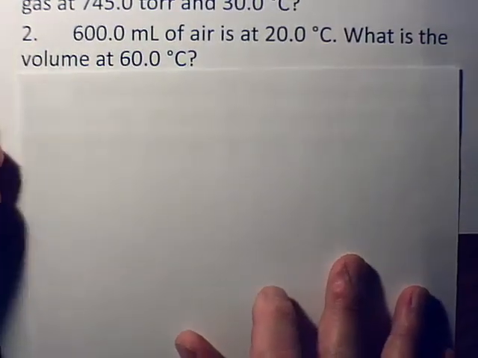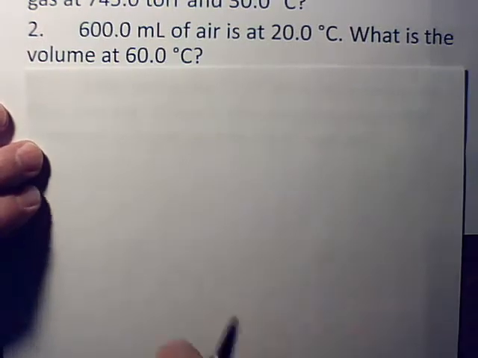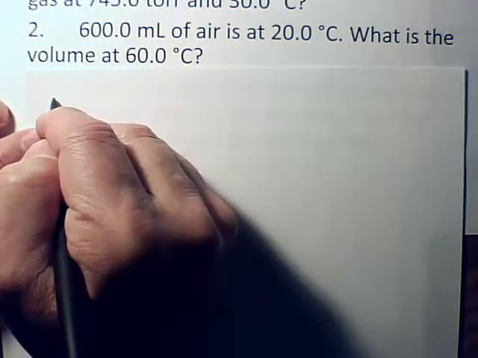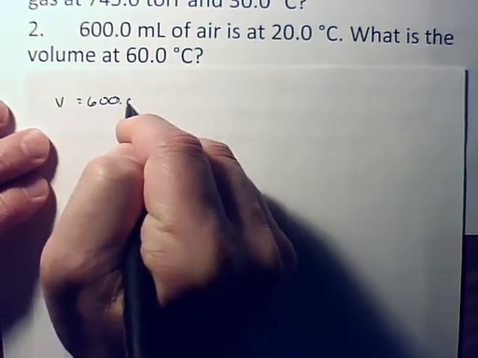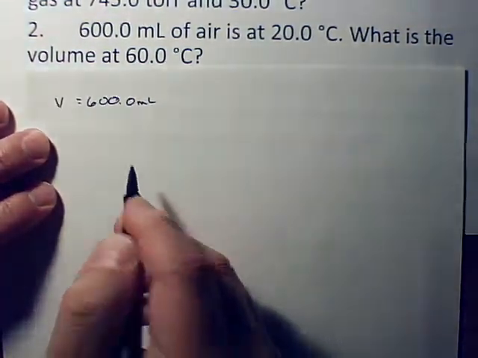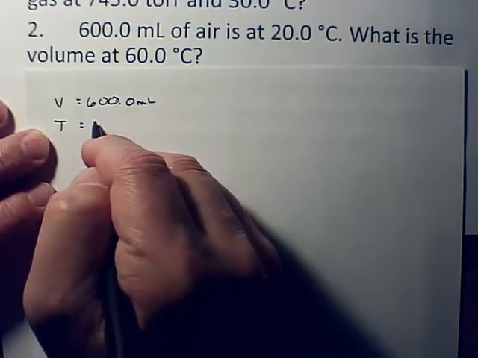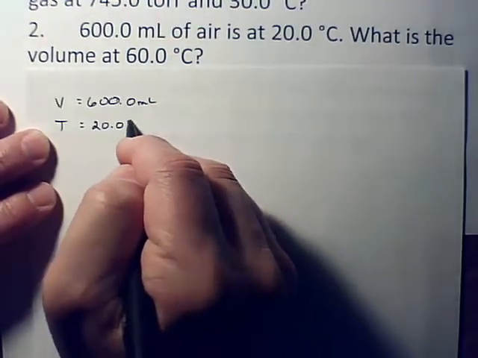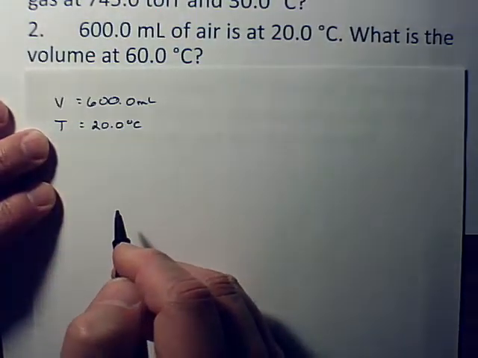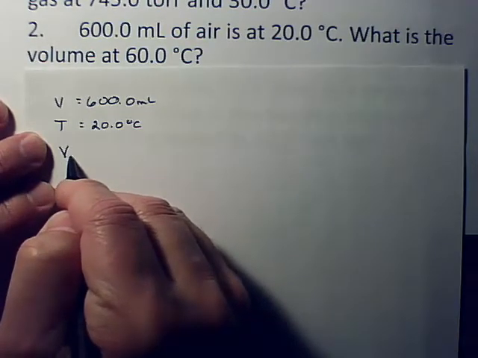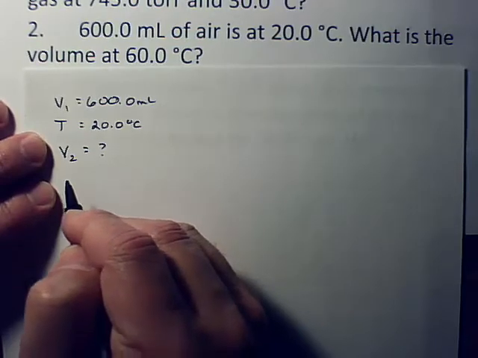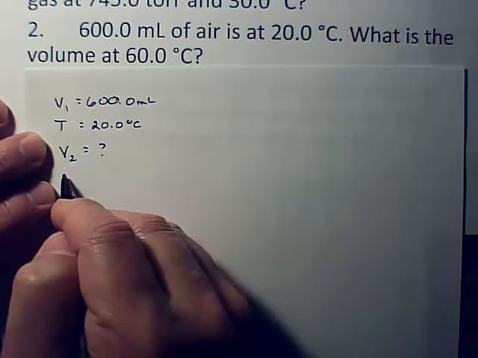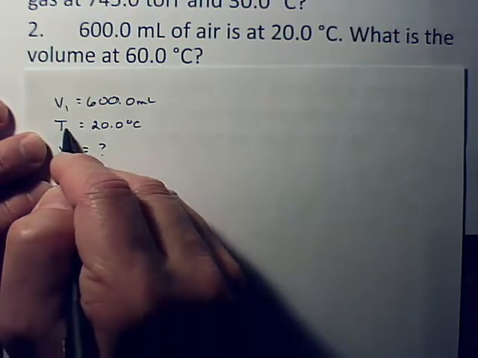So 600 milliliters of air. Let's list that first. That's a volume. 600.0 milliliters. 20 degrees C, that's a temperature. And it says what's the volume? This is a new volume. This must be volume 1 up here. This is volume 2 at a temperature of 60 degrees. That must be temperature 2.